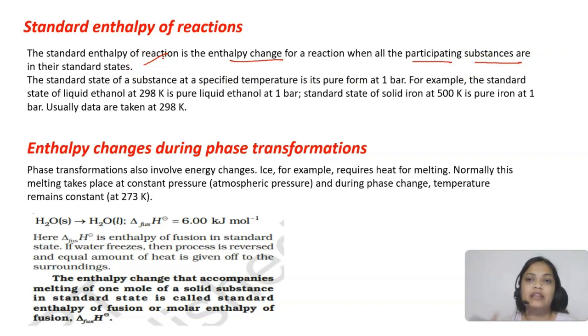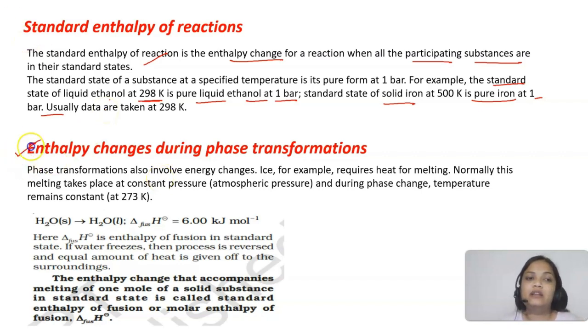Okay, 1 bar pressure. Let's say I am talking about the standard state of liquid ethanol at 298 Kelvin: it is pure liquid ethanol at 1 bar. If I am talking about solid iron at 500 Kelvin, it's pure iron at 1 bar again. So this is how we find the enthalpies.